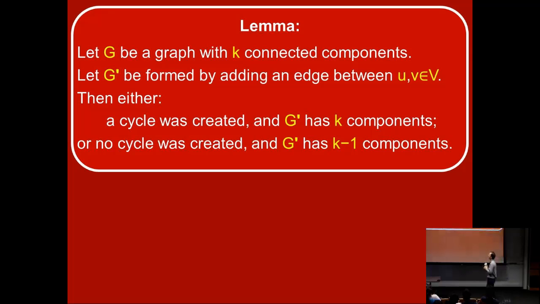OK, so let me extend this little observation. Now we know it's not just that when you add an edge, the number of components is k or k minus 1. We have a way to tell if it's going to be k or k minus 1. One way is if u and v were in the same connected component, it's k. If they were in different connected components, it's k minus 1. But we could also say that if a cycle got created, then the new graph will have k connected components. And if no cycle was created, then you're in the k minus 1 components case.